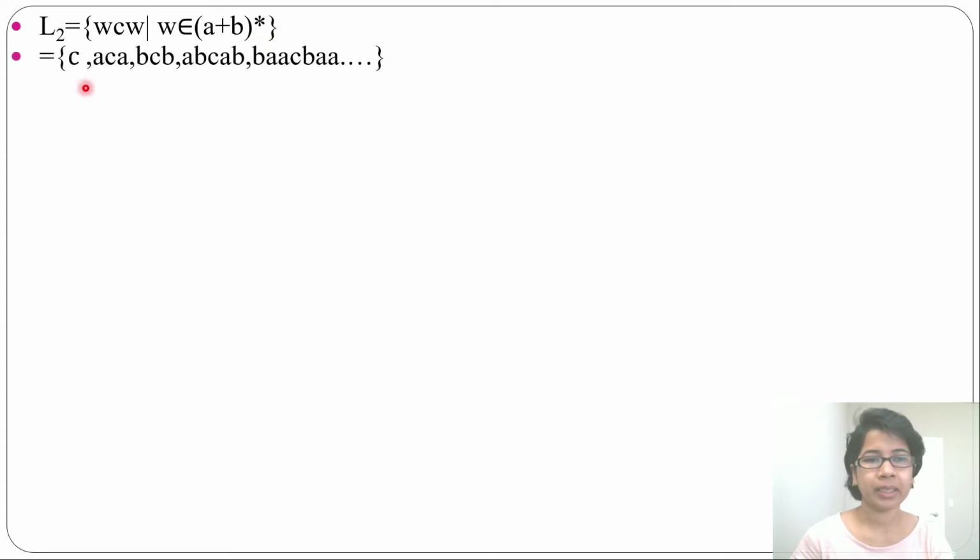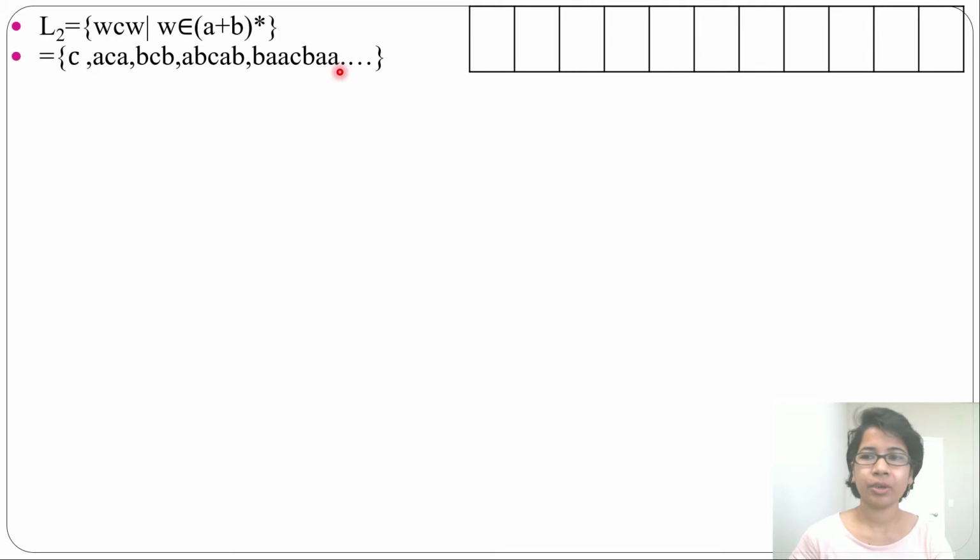It will accept C when both W are epsilon. Then it will accept ACA, BCB, then ABCAB, BACBA. Before designing the Turing machine, let me first run it on the tape.